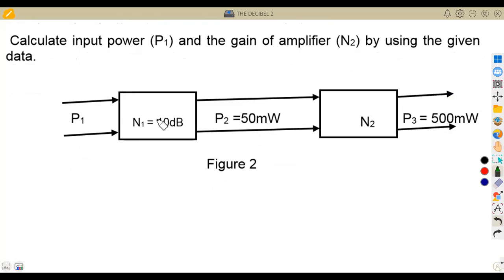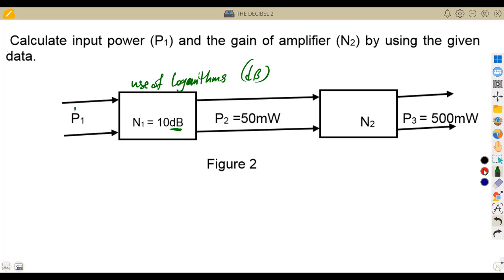So analyze the diagram. There is an input, the one that we were supposed to calculate, this one. What are we given here? We are given this in decibels. So meaning to say, we used the formula, we calculated the gain of this from P2 and P1, but it was the use of logarithms. The use of logarithms is the one that gives us the answer in decibels.